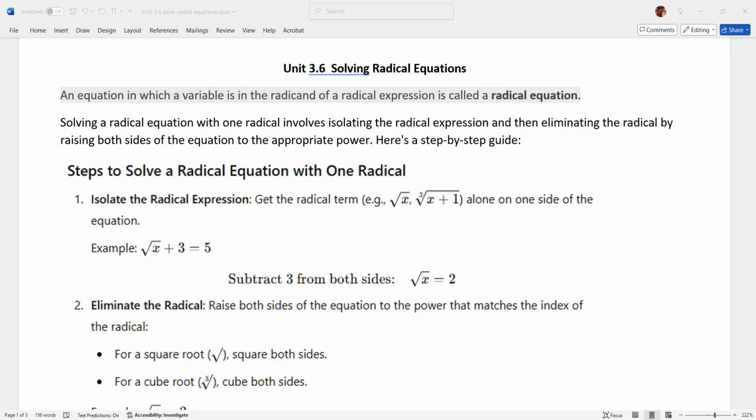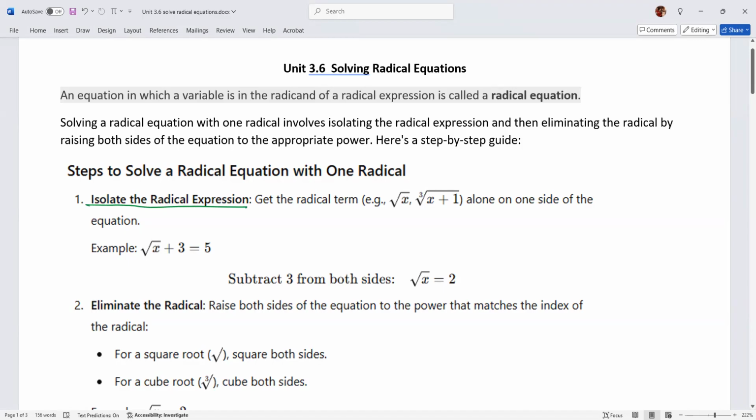And we're going to take a look at solving radical equations. This will be pretty quick because it's a relatively straightforward process. So there's really three things you want to do. The first thing when you're solving a radical equation is you want to isolate the radical expression.